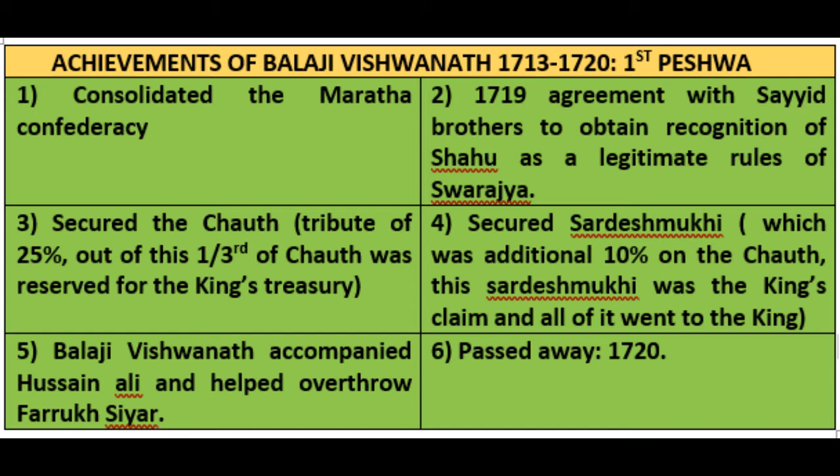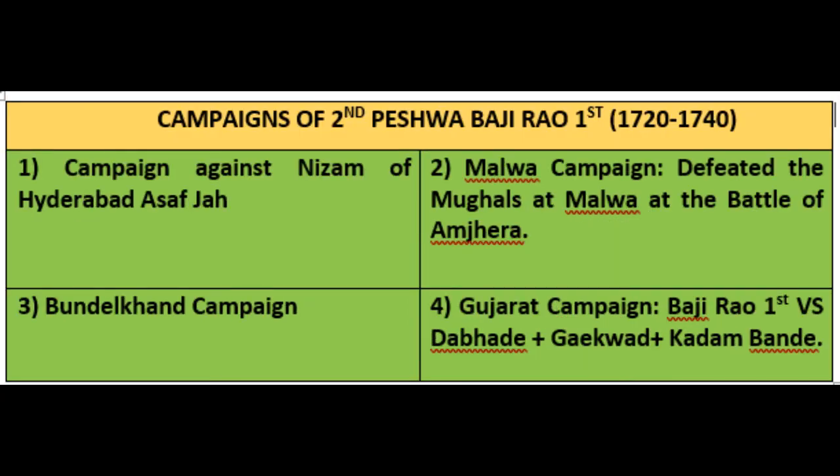Now we come to the second Peshwa, Bajirao I, 1720 to 1740. The second Peshwa, Bajirao I, was a great exponent of guerrilla warfare and was known as a brilliant commander. He expanded the Maratha kingdom by the following campaigns. Number 1, campaign against Nizam of Hyderabad, Asaf Jah. In both the battles, the Nizam suffered humiliating defeat and was compelled to grant Chauth and Sardeshmukhi.